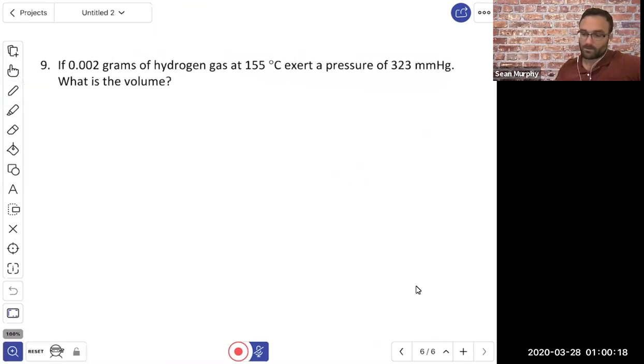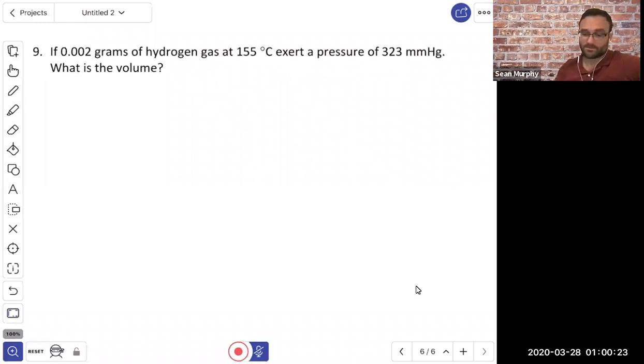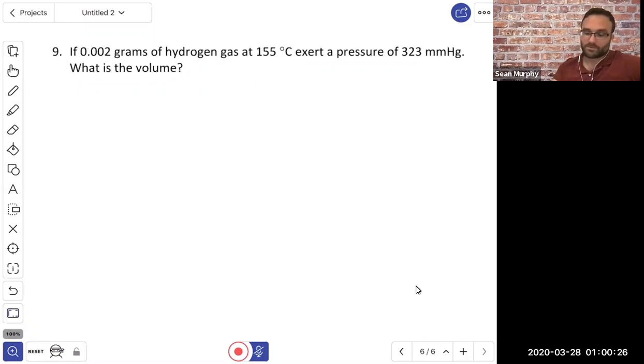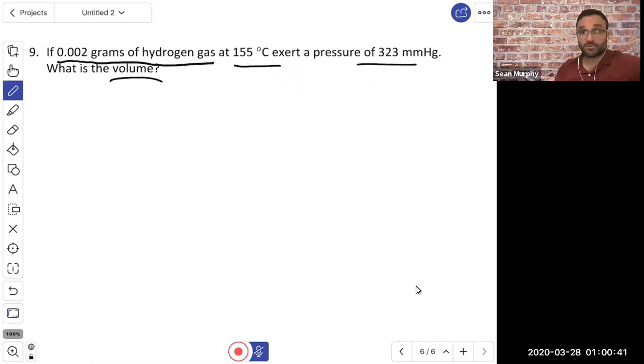All right. Last one. I saved the best for last. We have grams. Let's go back to black. We're back in black. We have temperature. We have pressure. What's the volume? There's no change. So we're going to use PV equals nRT. What's the pressure currently? 323 millimeters of mercury. Let's get that to atmospheres.